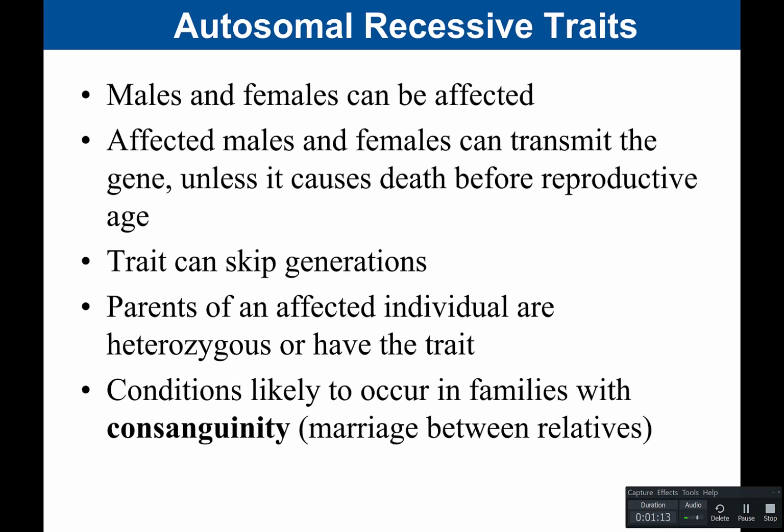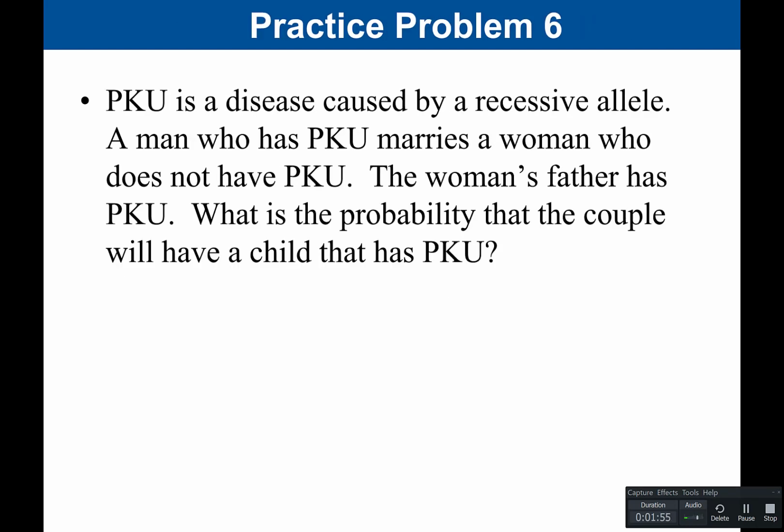Traits can skip generations, again, because you could have children that are carriers but don't have the disease. Parents of an affected individual are always either heterozygous or have the trait, because if the individual is affected, that means they had to get the recessive allele from both parents. Conditions are likely to occur in families when we have marriage between relatives. So think of incest. This is often kept in that population more when you have breeding within a family because it keeps that trait in that population.